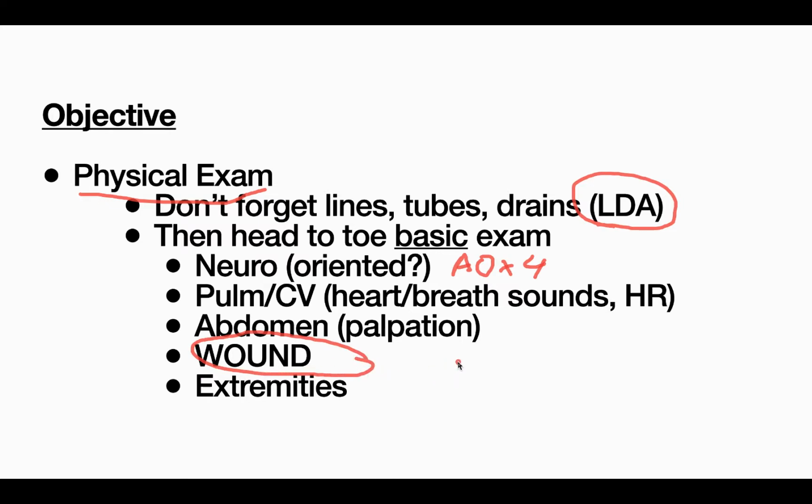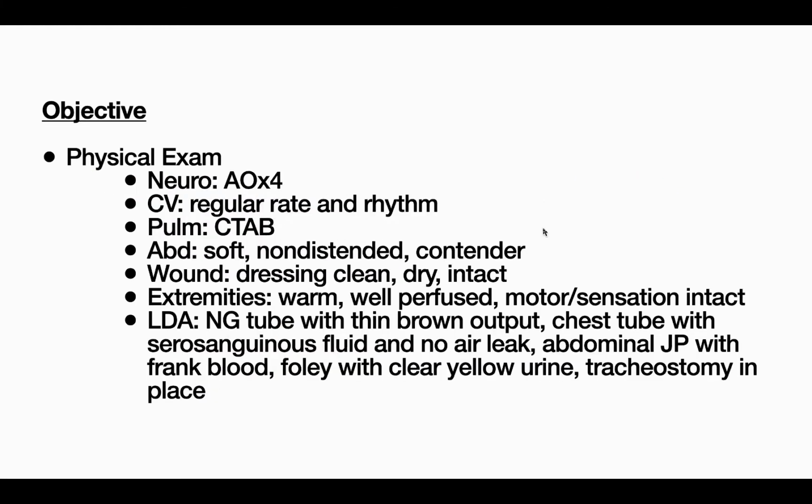You usually won't be changing dressing. So instead of reporting on the wound, you'll usually be reporting on the dressing. Is it clean? Is it dry? Is it intact? Etc. And then just a quick look at the extremities, have them wiggle their toes, check their pulses, things like that. And your different residents will want different sorts of data, so you can just adapt. But this is a pretty reasonable start for your basic surgery patient.